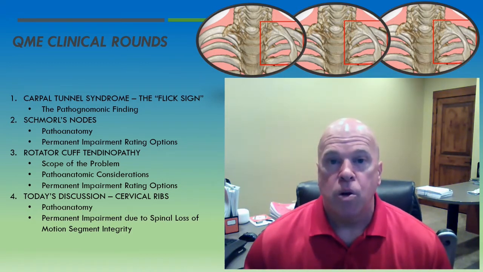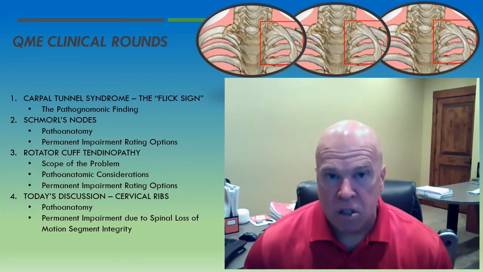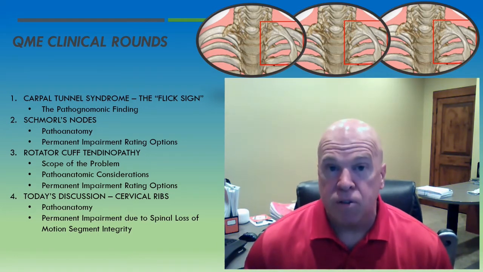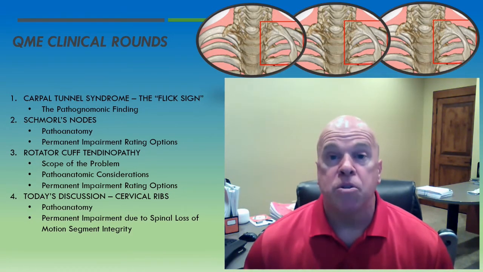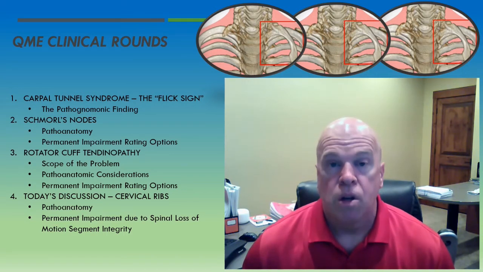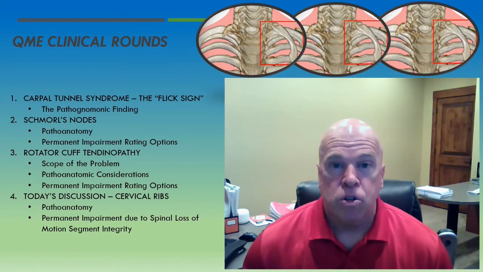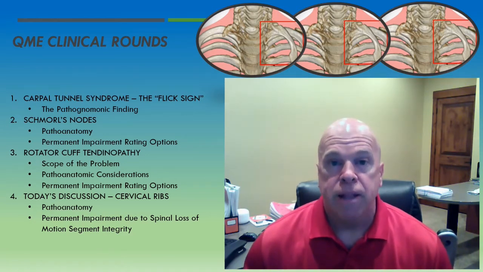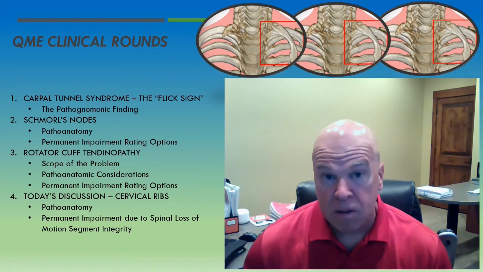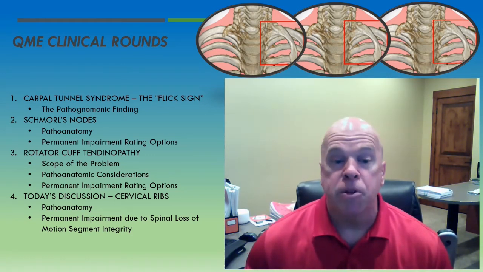tendinopathy. We no longer use the term tendinitis because histologic studies of painful tendons reveal an absence of inflammation and an absence of inflammatory cells within the painful tendon. So tendinitis, which refers to inflammation of the tendon, has become a discarded term, and the new term used to describe painful tendons and degenerative tendons is tendinopathy.